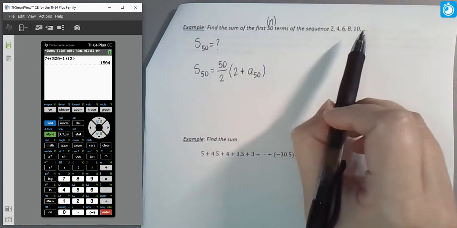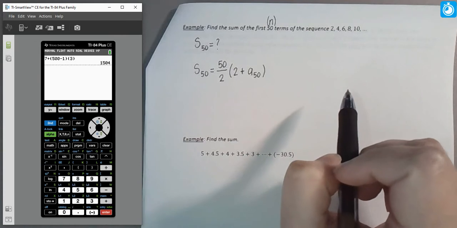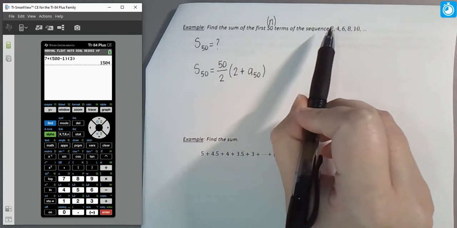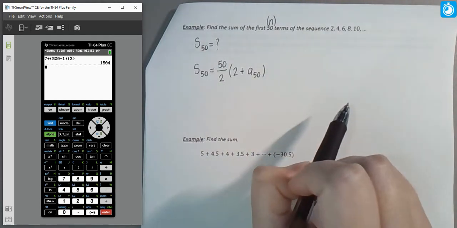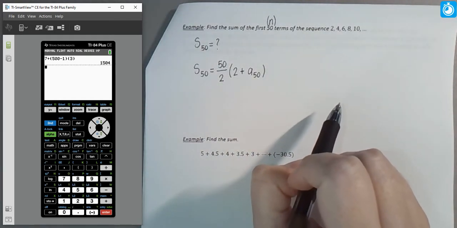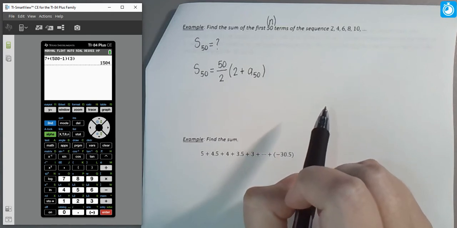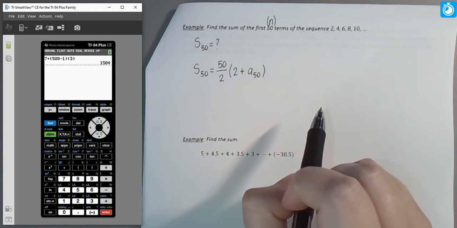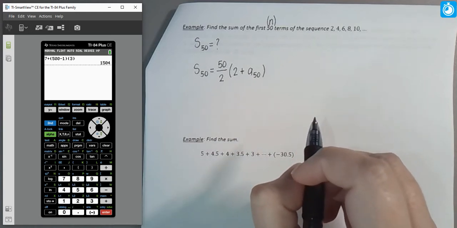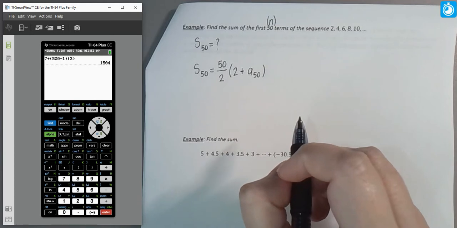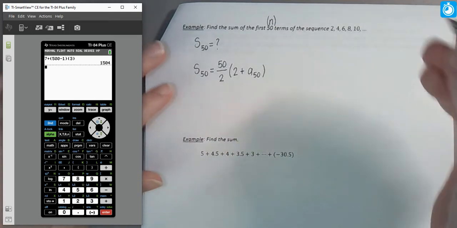Well, first off, we know this is arithmetic because we're increasing by a value of 2 each time, so the common difference is 2. But we've only got 5 terms. We need 50 terms in order to get out to the specific term that we want. So just like with the previous problems that we worked, go back to the formula for the sequence. How is the sequence defined? If we know how the sequence is defined and we can write the nth term, then we can find any specific term. In this case, we want the 50th term. If we know the nth term, we can find it.